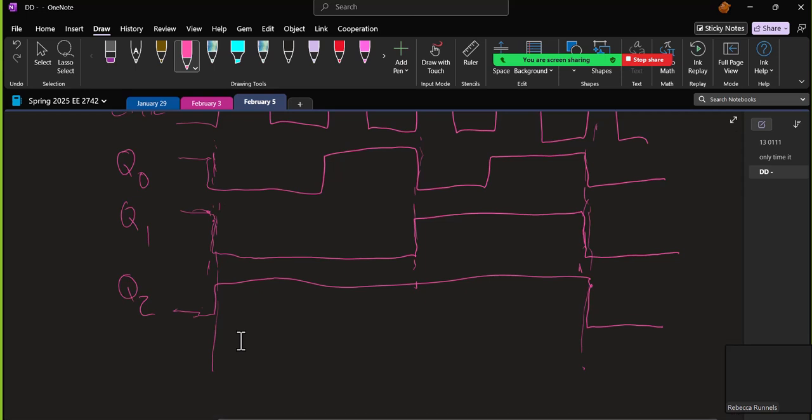And we started with 110. We started with, I go the opposite way, 011. And then at the next clock edge, I got 101. Should have gotten 100. I messed up somewhere in there.